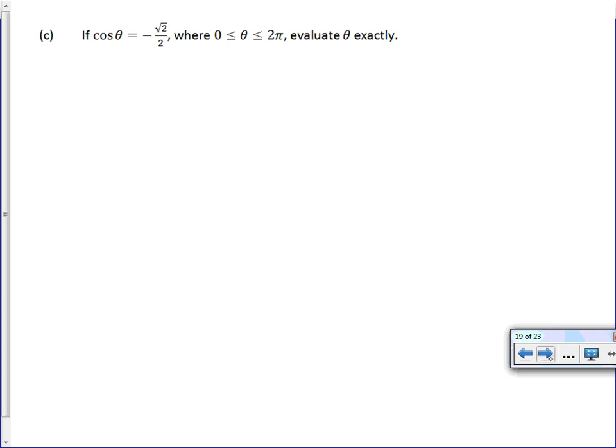Okay, last example from this lesson. If cos theta equals negative root 2 over 2, where 0 is less than or equal to theta is less than or equal to 2 pi, evaluate theta exactly. Oh. Why is it saying exactly, guys? This is special. Because this root 2 over 2 screams special. Alright, here's the cool thing about this. As long as you know where to look, you almost have to do no work here. Cosine theta is negative in what quadrants?